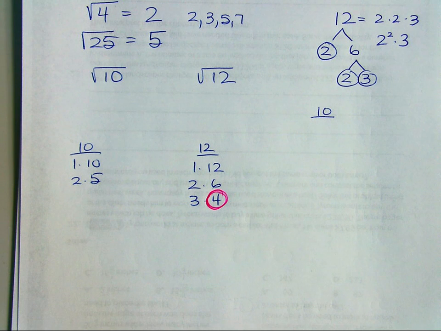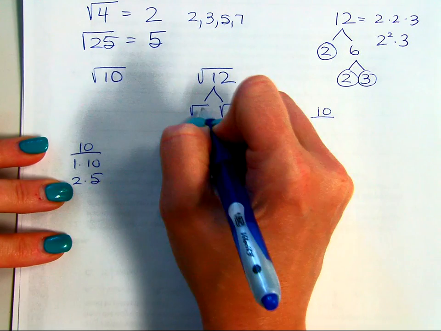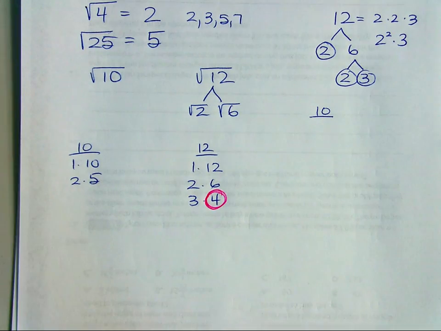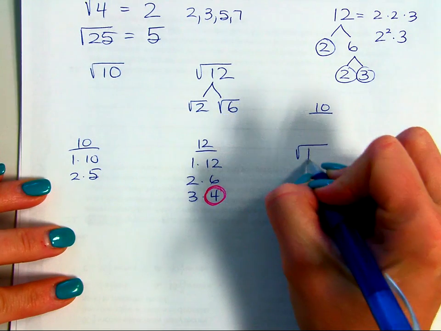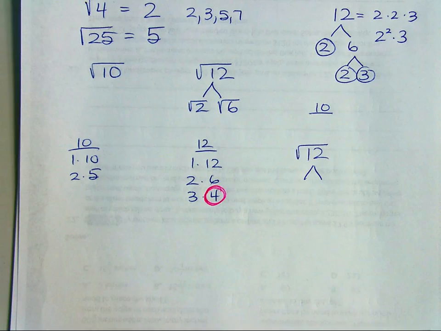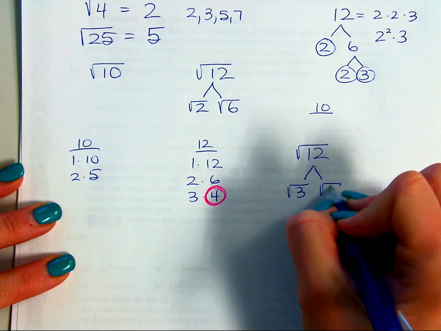So watch. Your goal, if you pretend like this is a video game or something, is to free as many of those poor, tortured numbers from those radical signs as possible. So if I were to break 12 down into the square root of 2 times the square root of 6, I would fail that level. Because neither one of those are coming out, right? Because neither one of those are perfect squares. So to break 12 down, what's a better choice? Yes, the square root of 3 times the square root of 4.